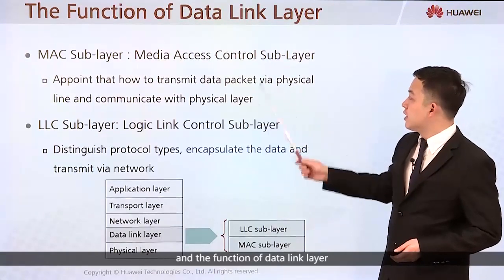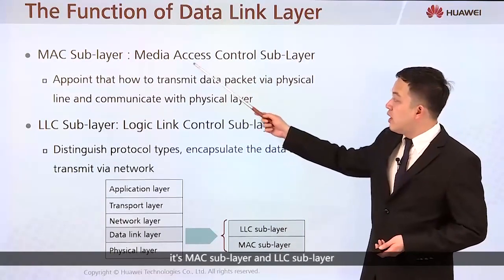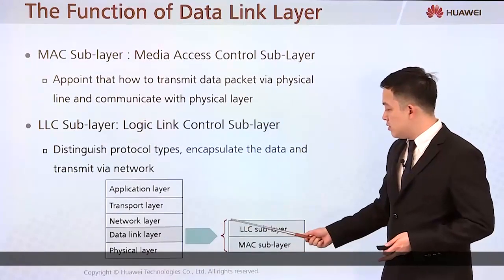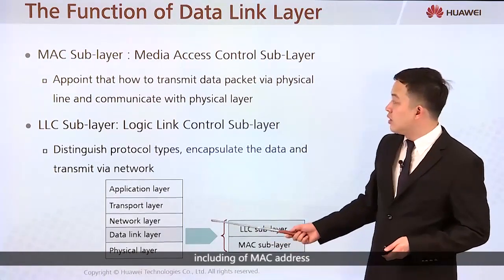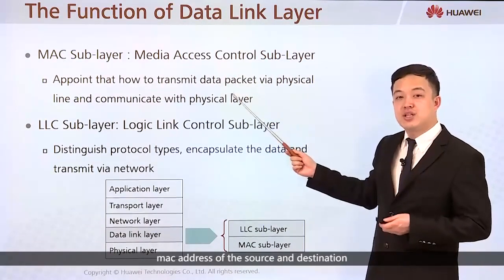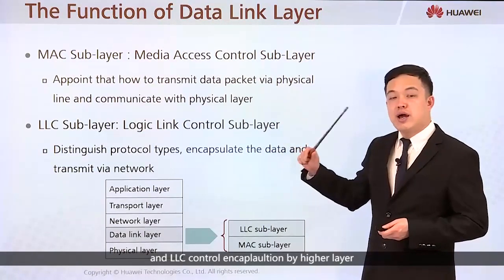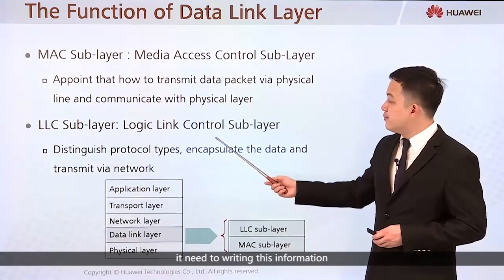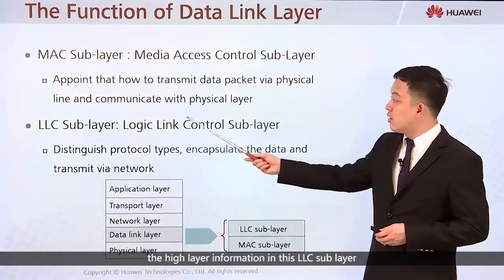The function of the data link layer. The data link layer has two sublayers: the MAC sublayer and the LLC sublayer. MAC includes the MAC addresses of the source and destination, and LLC controls the encapsulation by higher layers. To de-encapsulate, it needs to write this information, the higher layer information, in this LLC sublayer.